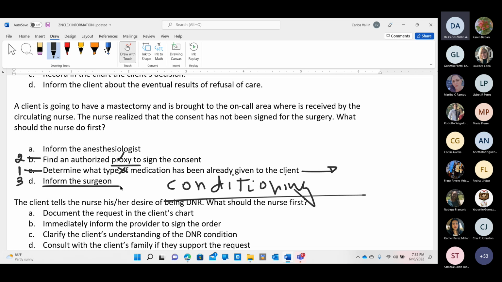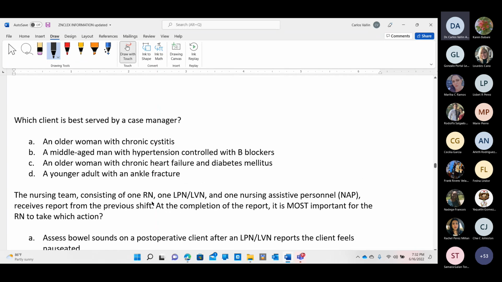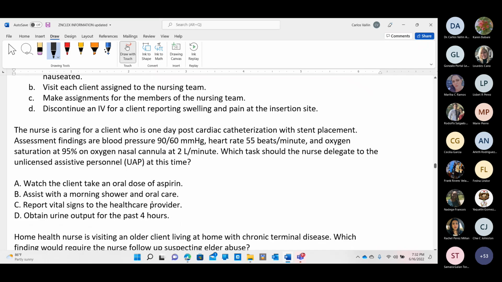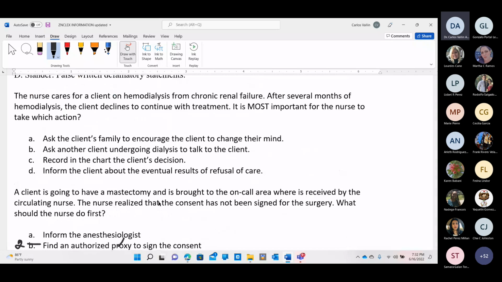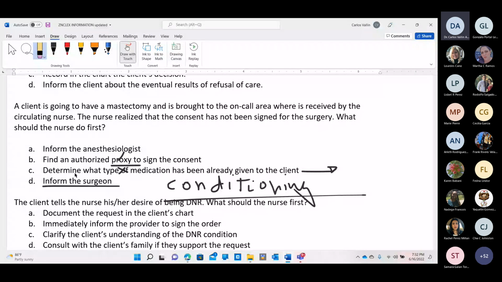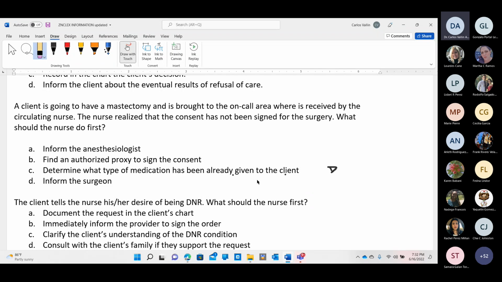Maybe in another question, they don't give you the options of doing independent nursing intervention. I don't know if I have any here. No, I don't have any other. Okay, let me present another question now. I don't have that question here, but I'm going to give you the question.